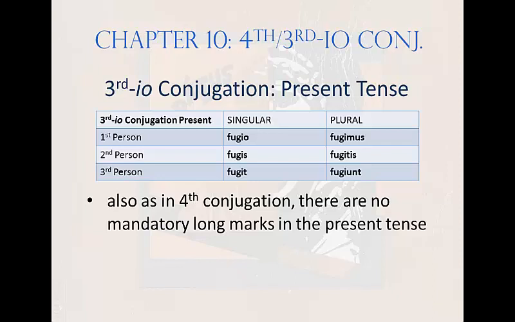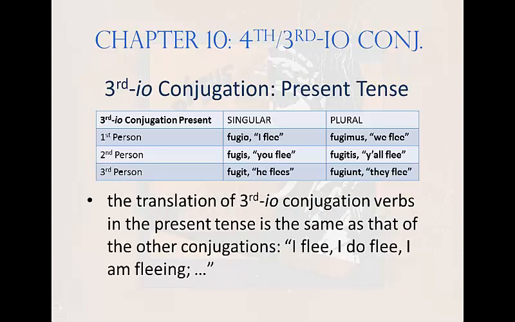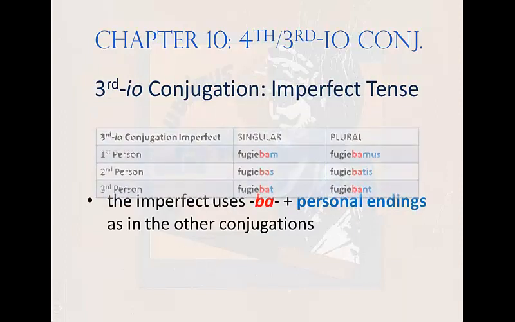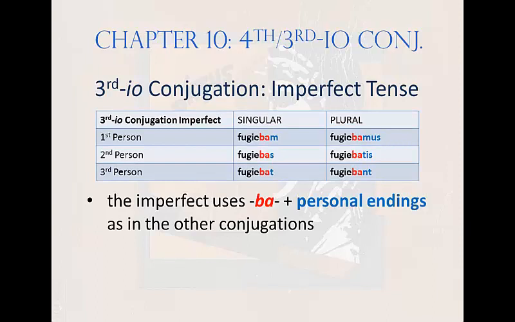because no macron distinguishes one form from another. The translation of third IO conjugation verbs in the present tense also does nothing to stir the needle on our excitement-ometer. It follows exactly the same pattern as the other conjugations. For example, I flee, I do flee, I am fleeing. I really am, I'm fleeing, watch me, I'm fleeing.